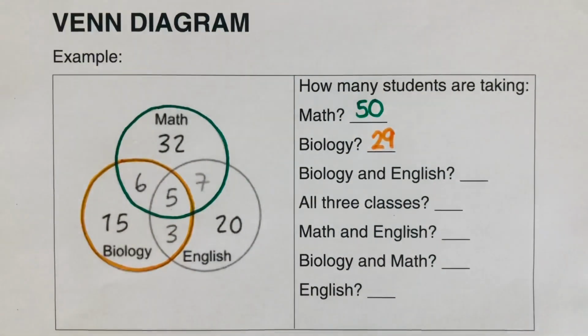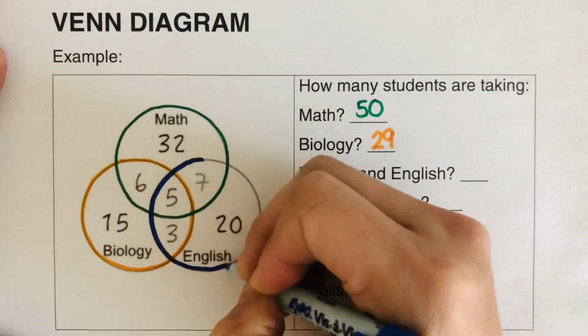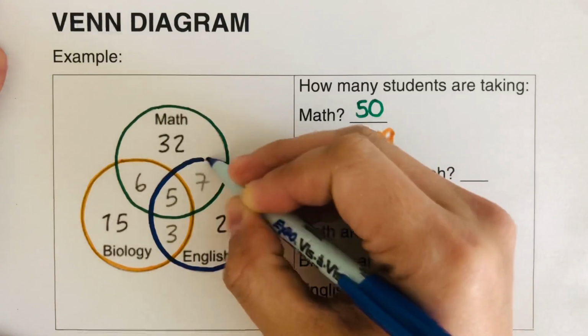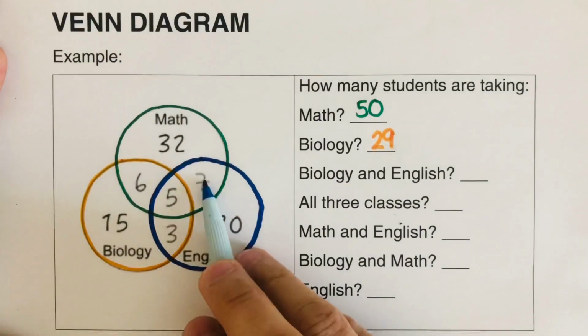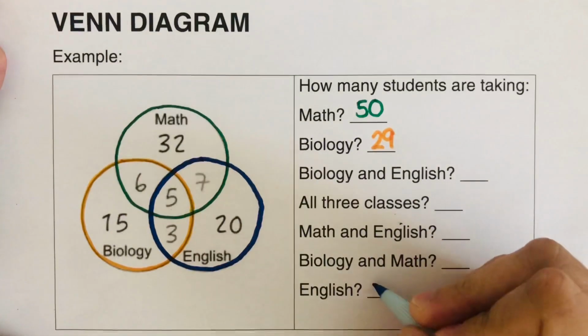Let's take those that are singleton first. So let's take the English first before we move on to the other one. So I'm going to use blue for the English here. So this circle right here are the ones that are taking English class. So that would be 20 plus 7 plus 3 plus 5 is 35. So there are 35 that are taking English.